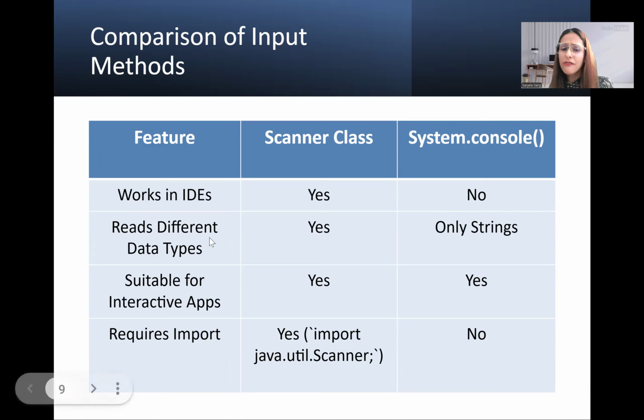Scanner class can read different data types, yes, but System.console.readLine can only read strings. Both Scanner and System.console are suitable for interactive apps. Scanner requires an import. As we saw, Scanner is an inbuilt Java class that belongs to the java.util package, so you have to import it, java.util.Scanner, while System.console.readLine doesn't need any import.